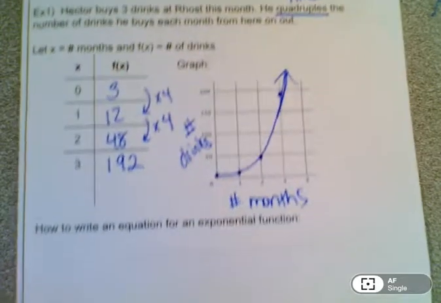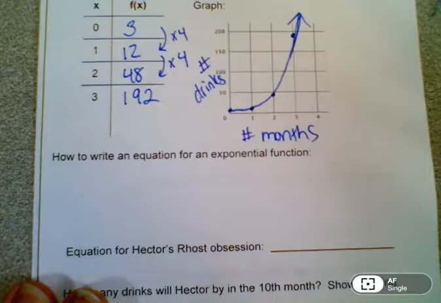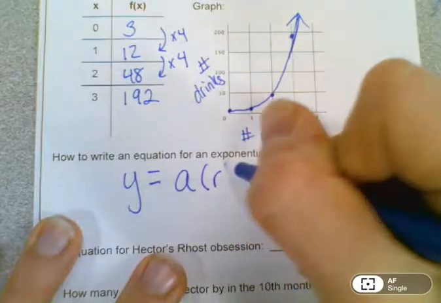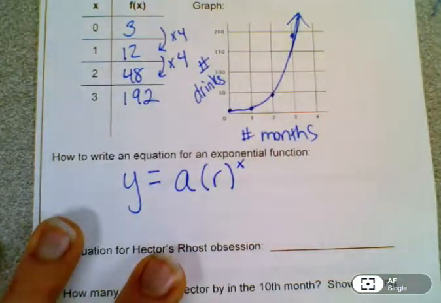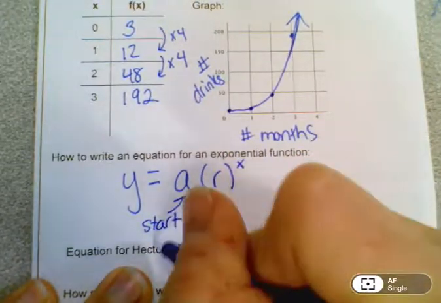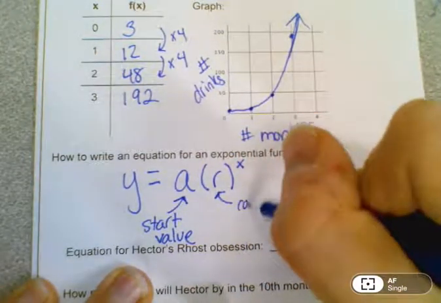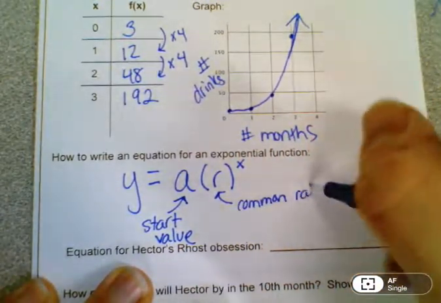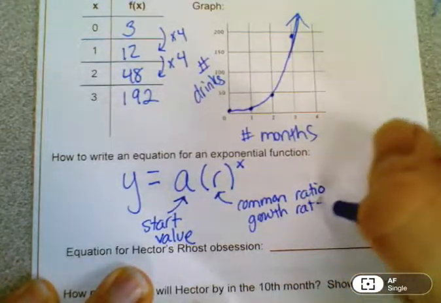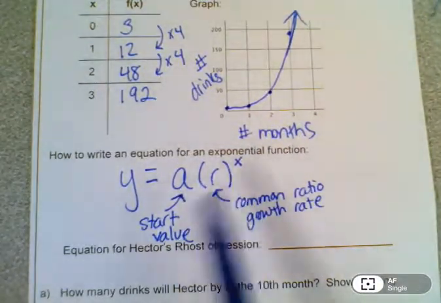Now to write the equation, this is really key. The basic form of an exponential function looks like this. y equals a times r to the power of x. a is the start value, and r is the common ratio, or you'll hear me call it a lot the growth rate. So this is where we're starting. You can think of it as like the y-intercept. And this is the growth rate.